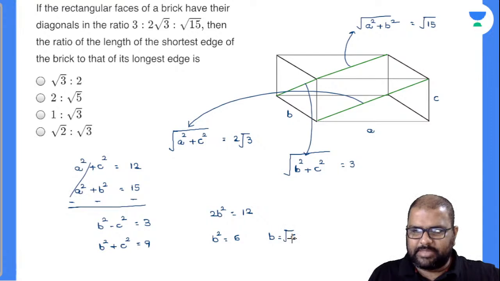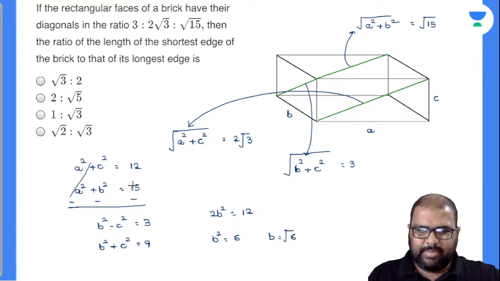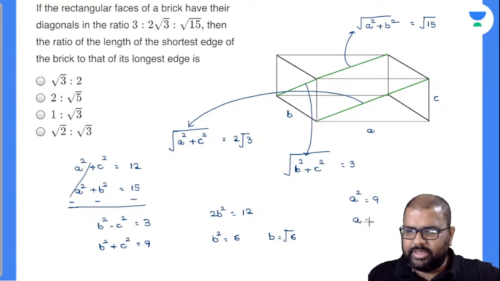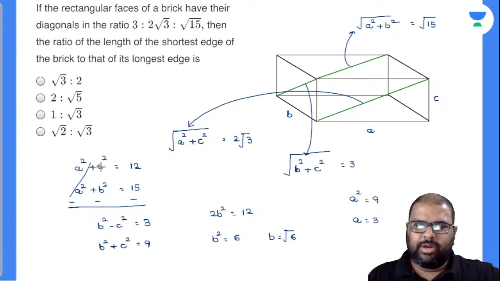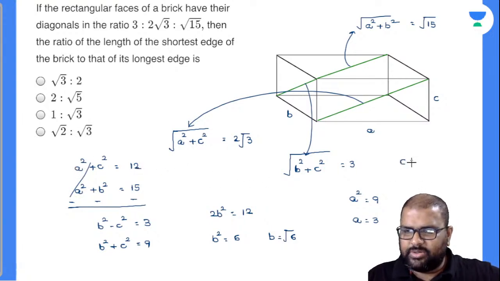Now see here, I can substitute the remaining things. My B square value is equal to 6. Now my A square value will be how much? 9. So my A value will be equal to 3. Now what will be my C square? A square value is 9. 12 minus 9 is 3, root 3. So my C value is equal to root 3.